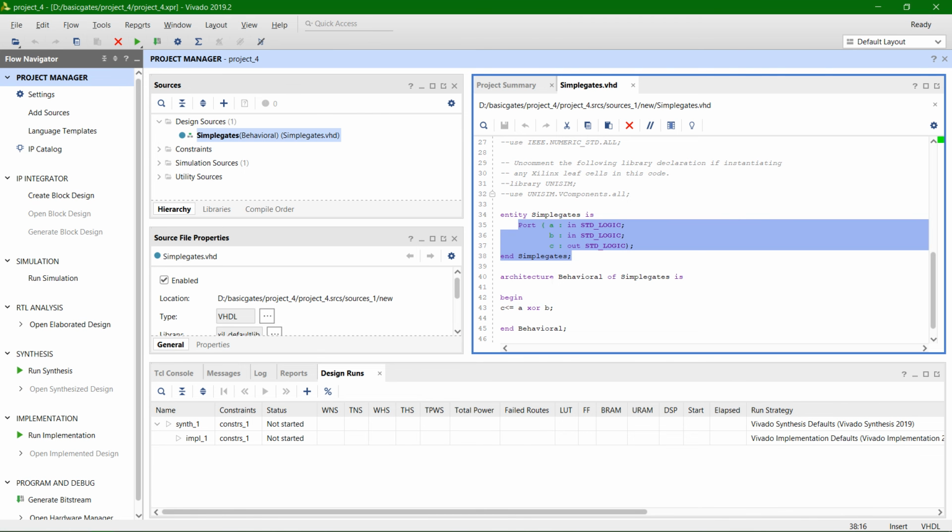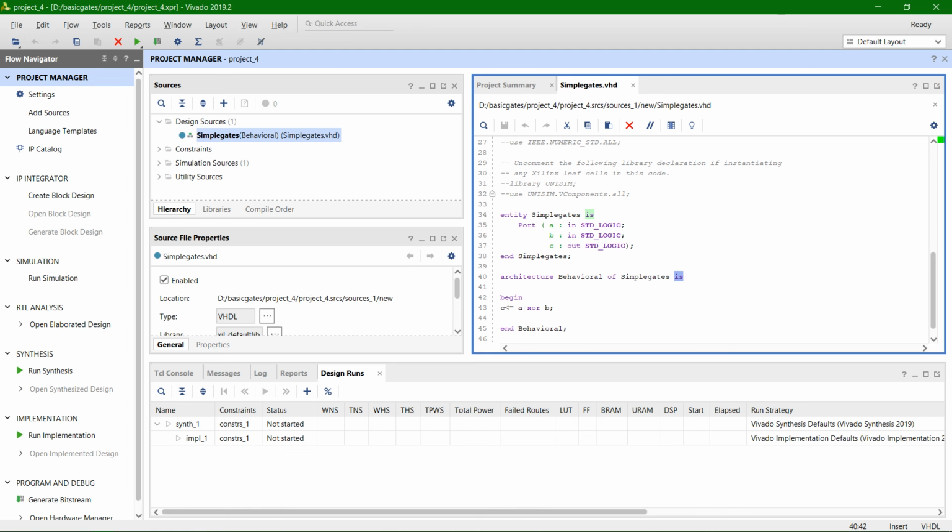So what I have done in the architecture portion, I have given a name to my architecture. What is the name of my architecture here? It is behavioral of simple gates is. So the syntax is that we have to write architecture first, then give some name to the architecture, then of, the entity name, and then is. After this step, we have to start writing from begin.